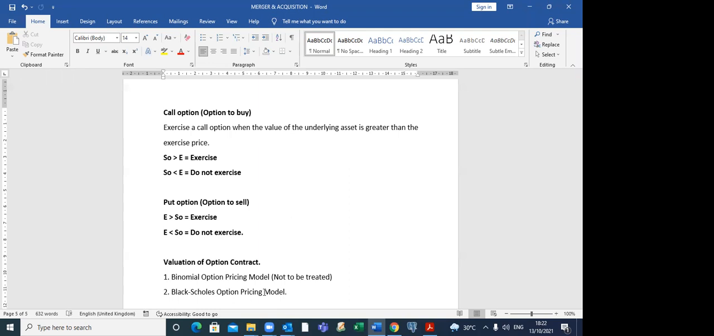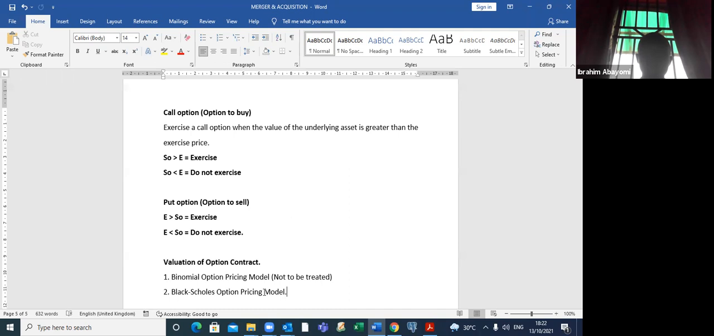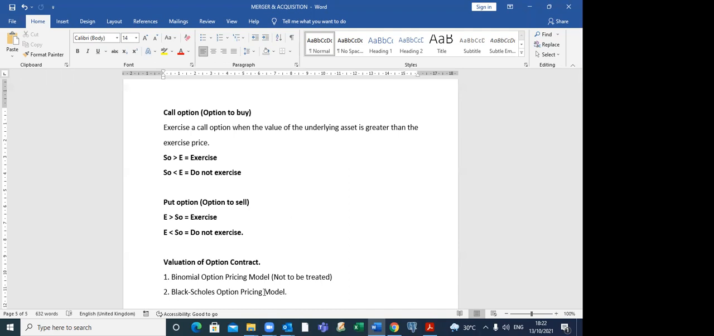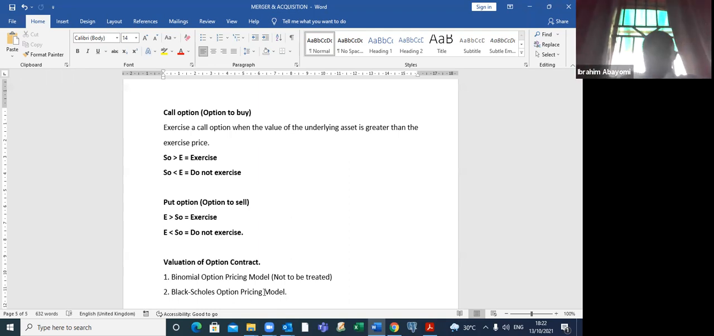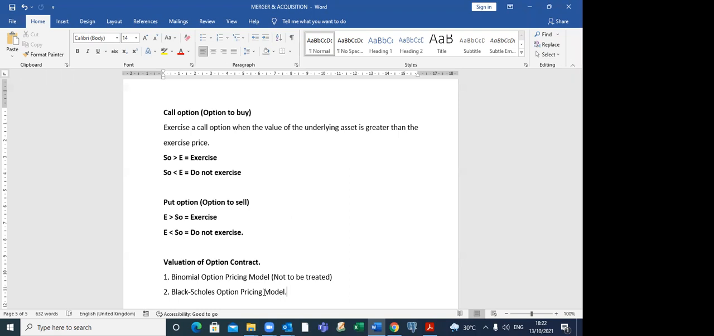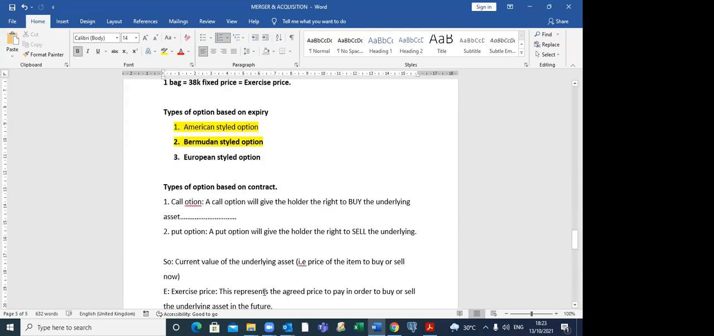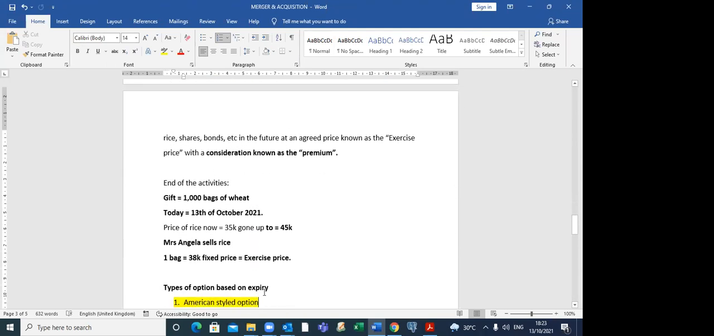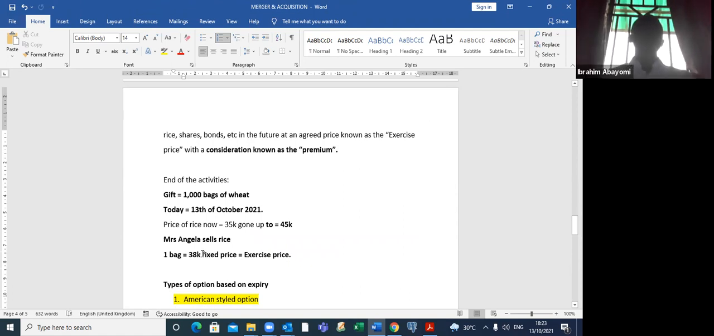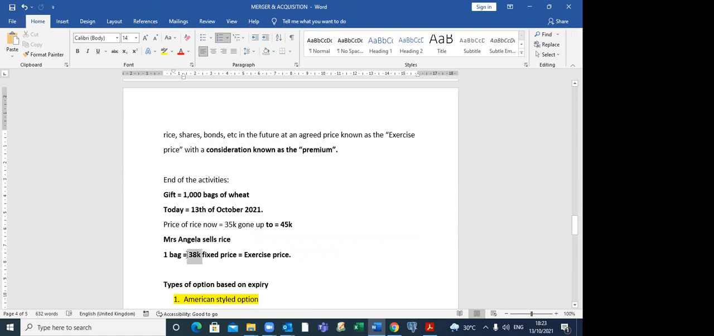On this, what you said about the put option, the option to sell. From the example you gave us, the rice being sold at 38,000, that's the agreed amount. After entering into that contract, can the buyer say no to that contract?